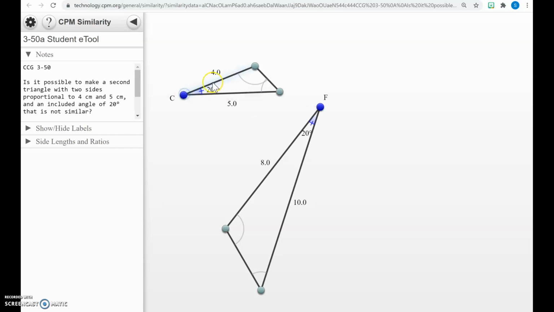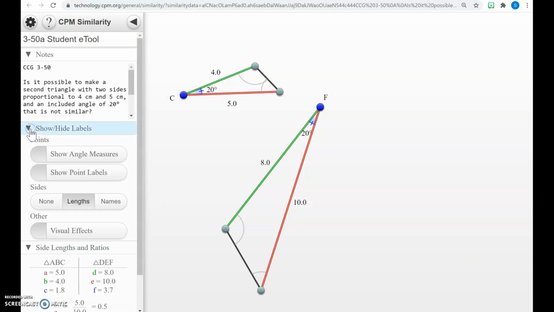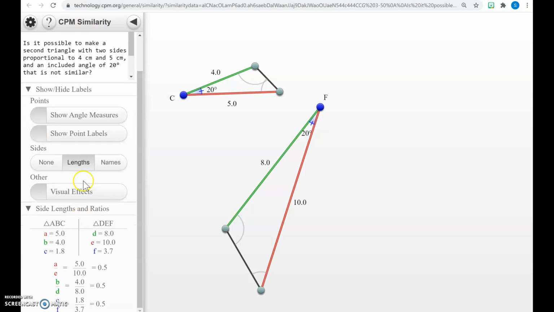All right. Let's link the 4 with the 8, scale factor of 2. The 5 with the 10, scale factor of 2. So if I show these ratios, right now they're all 0.5. Okay. I can show these other lengths as well, maybe. So it actually has, I guess that third side is 3.7 and 1.8.